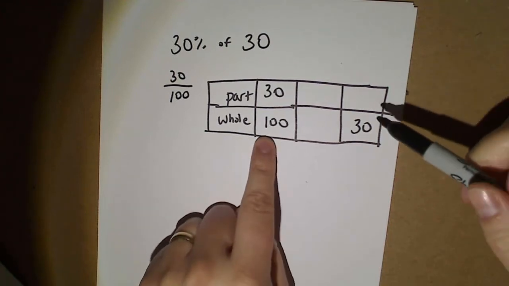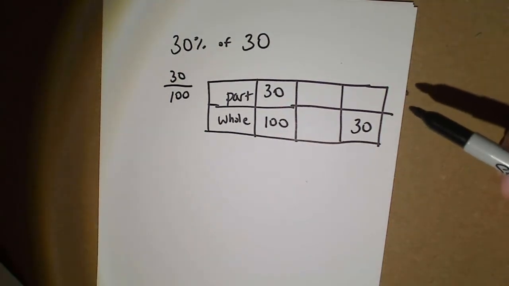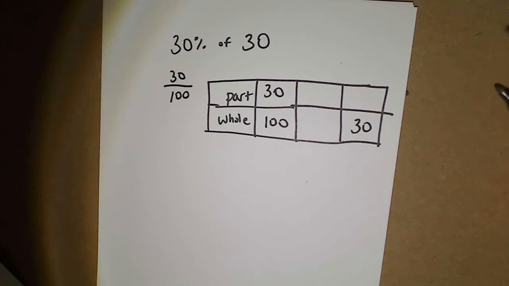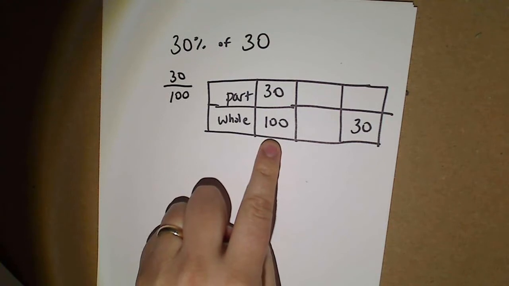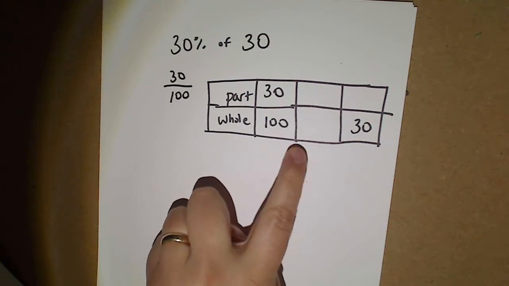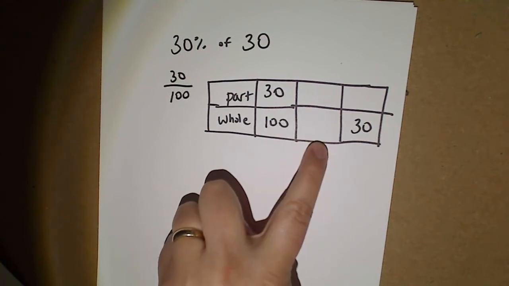Now, I can't take 100 and just get 30, right? Division is not going to be easy there, but I can do some math magic here by taking 100 and multiplying it to make it a bigger number, or dividing it to make it a smaller number.